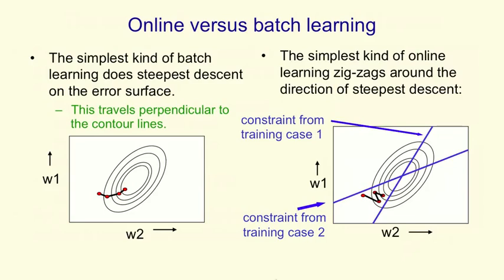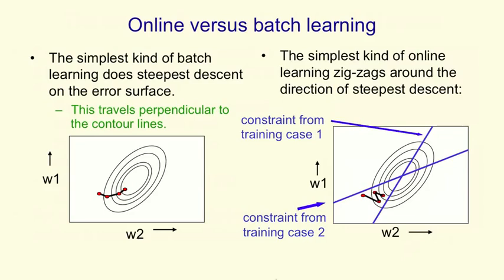That's what happens with what's called batch learning, where we get the gradient summed over all training cases. But we could also do online learning, where after each training case, we change the weights in proportion to the gradient for that single training case. That's much more like what we do in perceptrons, and as you can see, the change in the weights moves us towards one of these constraint planes.